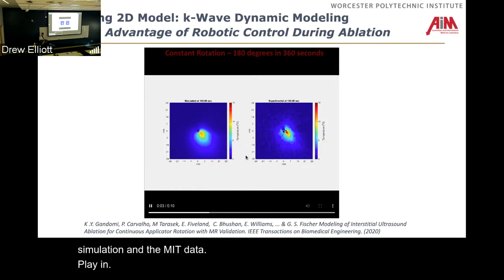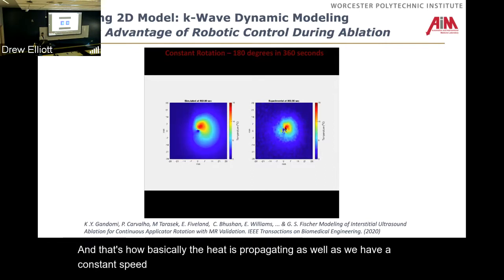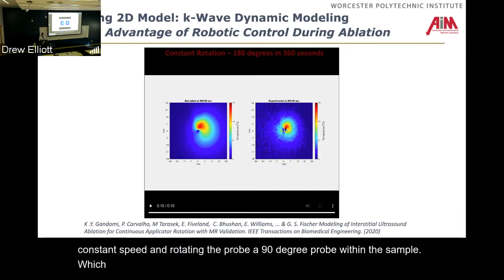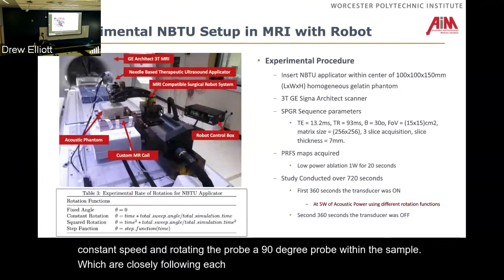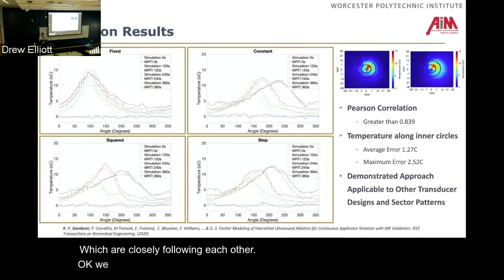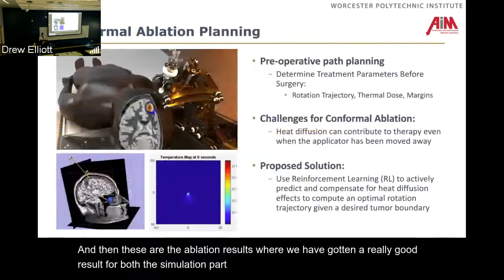And that's basically how the heat is propagating, as we have a constant speed and rotate the probe, a 90-degree probe within the sample, which are closely following each other. Maybe I covered this part. And then these are the ablation results, where we have gotten a really good result for both the simulation part and the MRTI data.